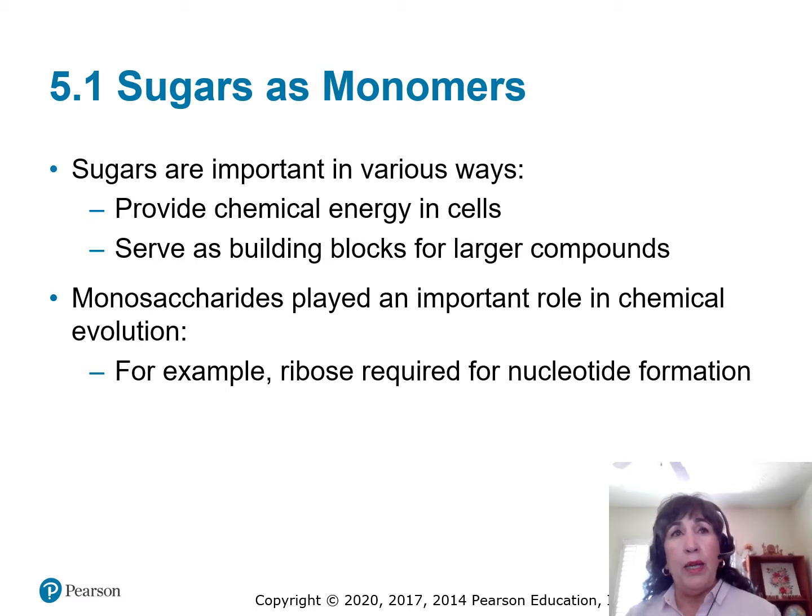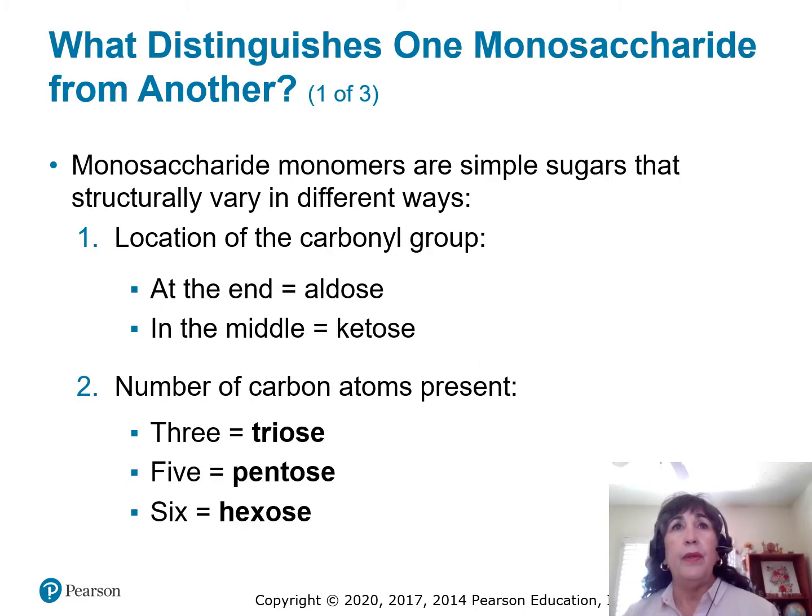Monosaccharides played an important role in chemical evolution. Remember that even when we talk about nucleic acids, a nucleotide has a 5-carbon sugar, and that could be ribose or deoxyribose. What distinguishes one monosaccharide from another? Keep in mind, when we say monosaccharide, we're referring to a building block or a monomer, and these are simple sugars. Usually when we talk about simple sugars, these are the ones that taste sweet. In fact, I hate to admit it, but I'm addicted to them.